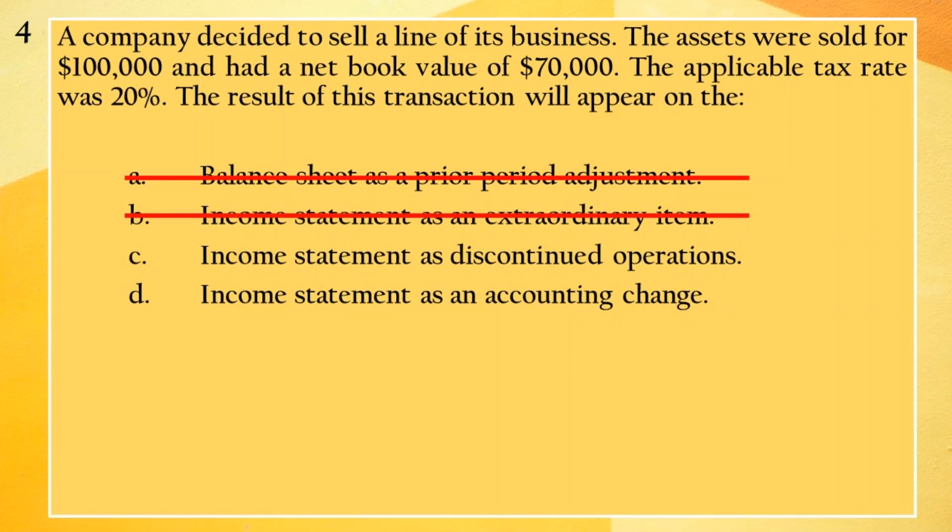And then C, income statement as discontinued operations. Well, this is a sale of a business, which is a discontinued operation. So this could qualify, but let's not be too hasty yet. Let's look at what D says.